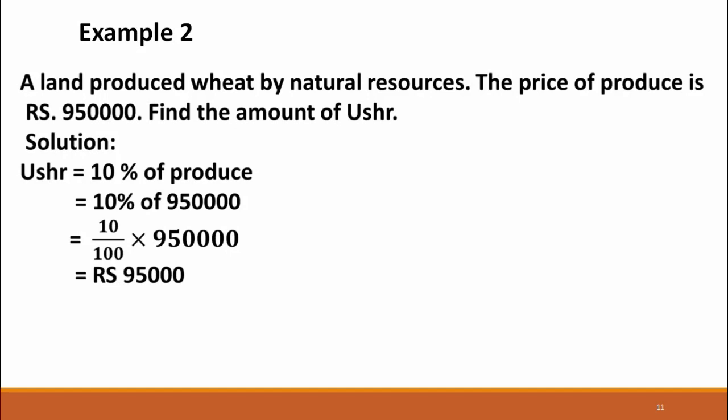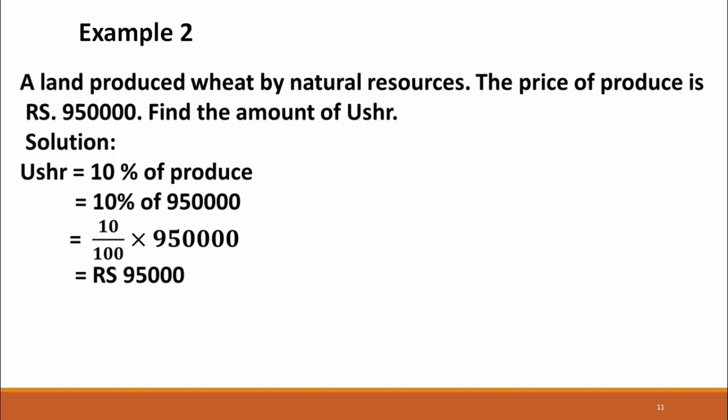So, dear students, this is very important. In the problem, first of all, note whether the land is irrigated by natural sources or by artificial sources. Artificial sources mean something like a well, and natural sources mean something like rain. If the land is irrigated by natural sources, then the rate of ushr is 10%, meaning 10 rupees out of 100 rupees. If the land is irrigated by artificial sources, then the rate of ushr is 5%, meaning 5 rupees out of 100 rupees.